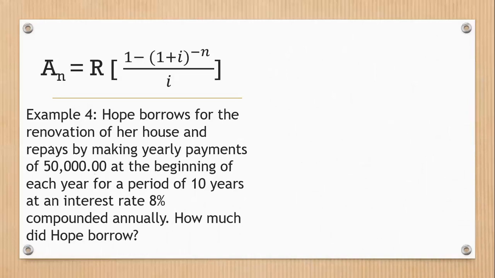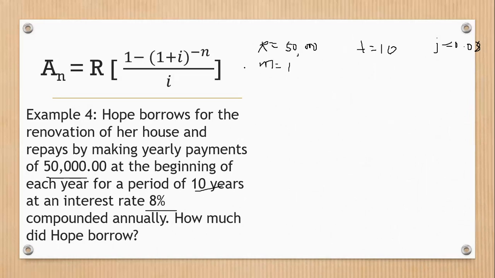Example number 4, Hope borrows for the renovation of her house and repays by making yearly payments of 50,000. So our R po, or the payment per period, is 50,000. Payment at the beginning of each year period, 10 years. So our time in years is 10 at interest rate of 8%. So our J is 0.08. Compounded annually. So our M po is 1.